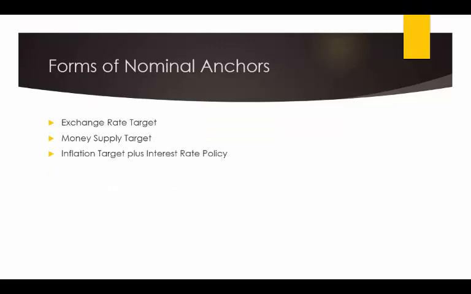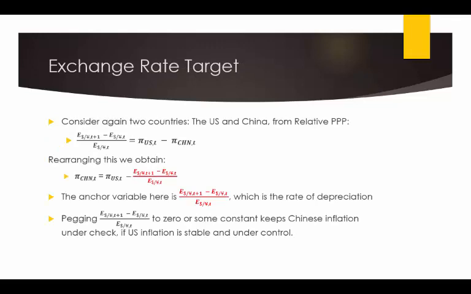The foregoing suggests that there are three of such nominal anchors when it comes to pinning down inflation in the long run: an exchange rate target, a money supply target, and an inflation target that includes an interest rate policy. The exchange rate target works based on relative PPP. So if we consider the United States and China, the expected depreciation of the dollar-yuan exchange rate will be equal to the inflation differential between the two countries.